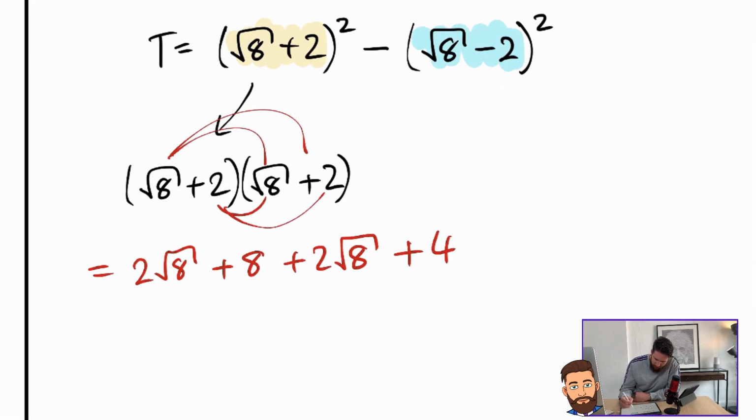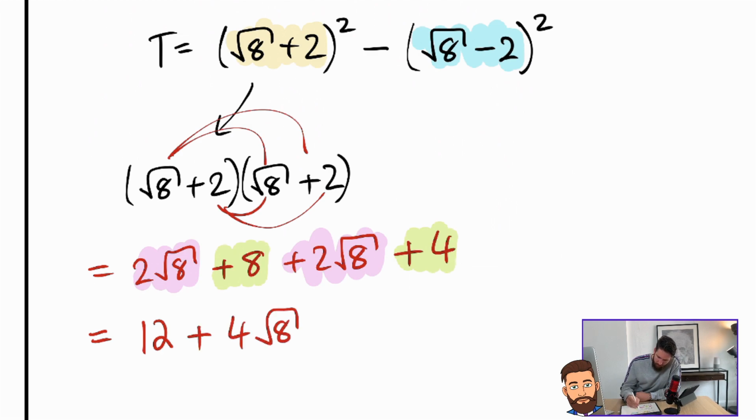Again, we should always tidy up. We have got, what do we have here? We've got a 2 root 8 and another 2 root 8. And we also have a plus 8 and a plus 4. So, what do we have? We have 8 and 4 is 12. Plus 2 root 8 plus 2 root 8 is plus 4 root 8. So my answer to squaring A is that bit there. So we'll just keep that in mind.